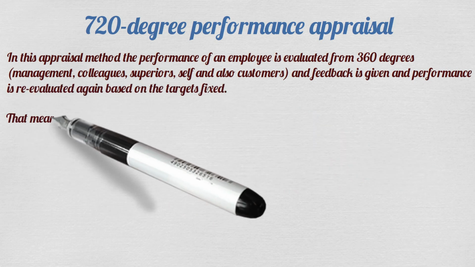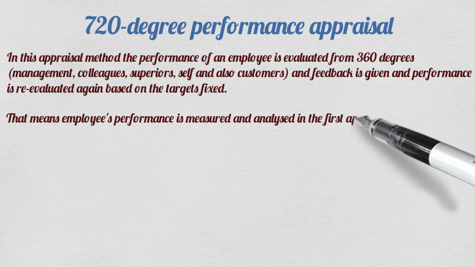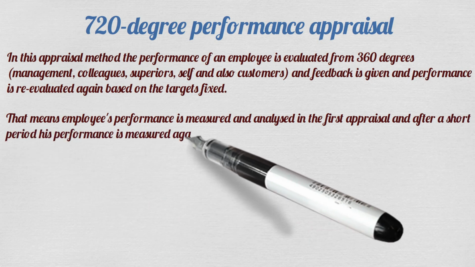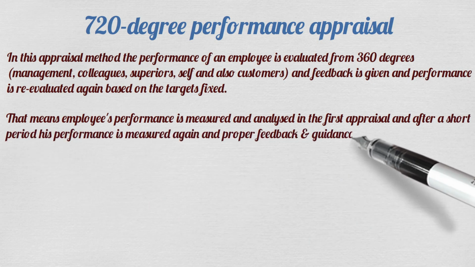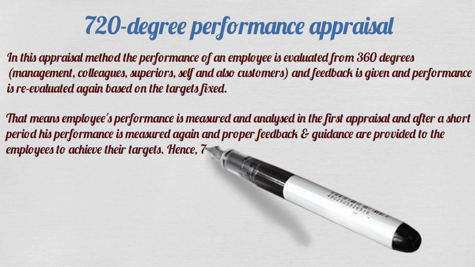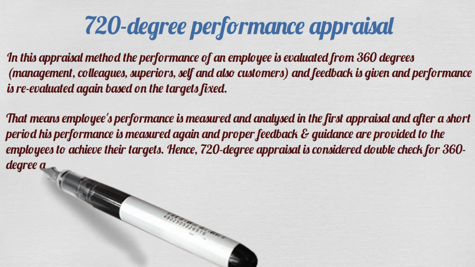That means, the employee's performance is measured and analyzed in the first appraisal, and after a short period, his performance is measured again and proper feedback and guidance are provided to the employees to achieve their targets. Hence, 720-degree appraisal is considered a double check of 360-degree appraisal.